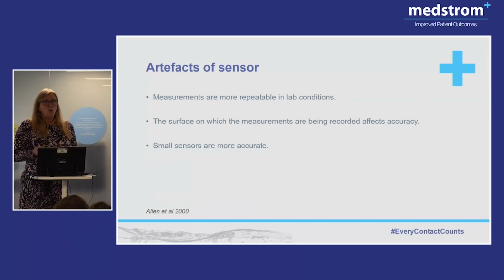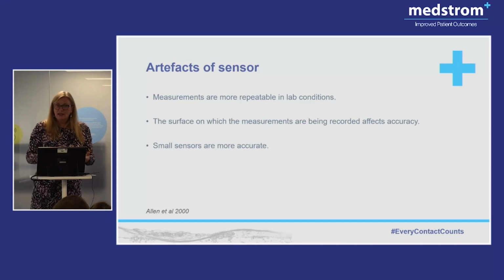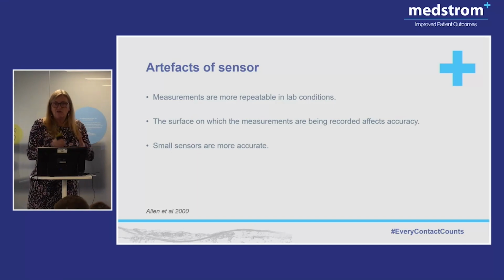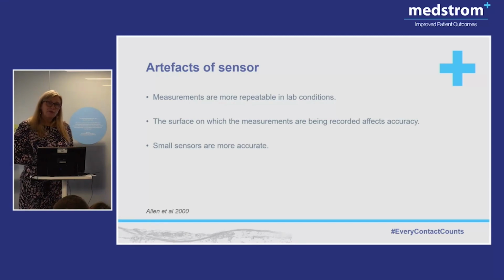So when you're looking at them, ask questions about them. Were they done in lab conditions? Of course, that's going to be more repeatable. You can control all the things that affect the sensor: the time, the temperature, the humidity, and the reproducibility of the patient. The surface on which the measurements were made.